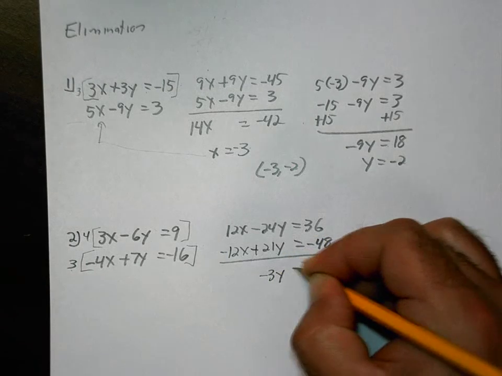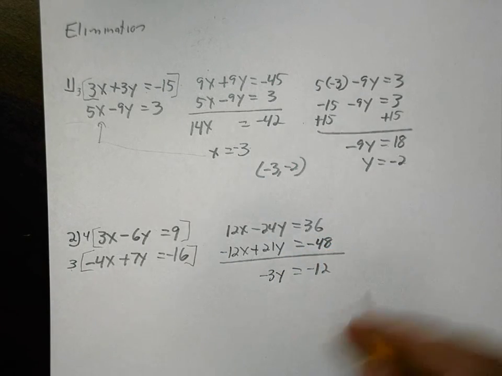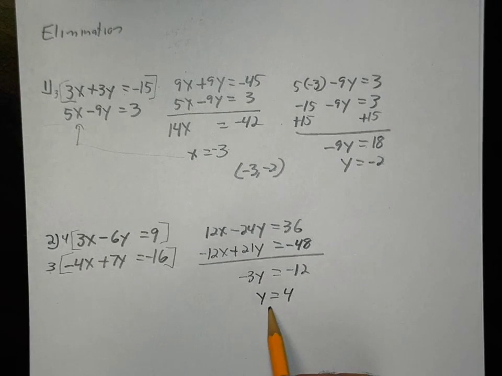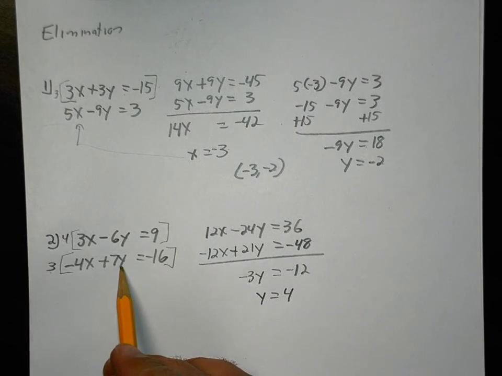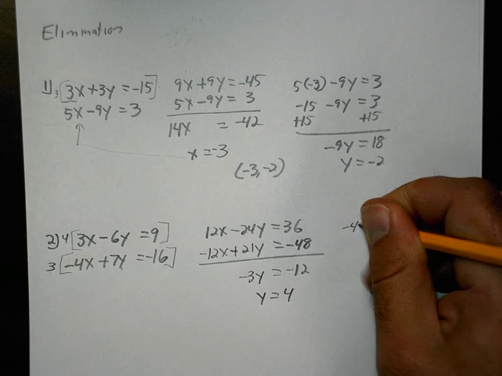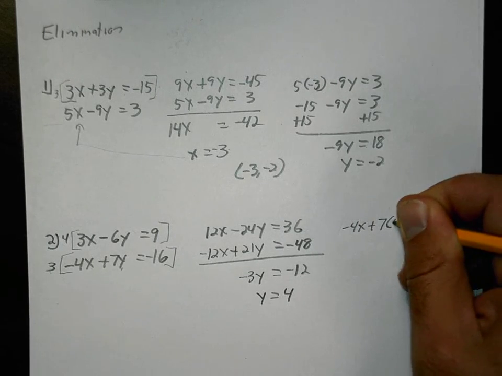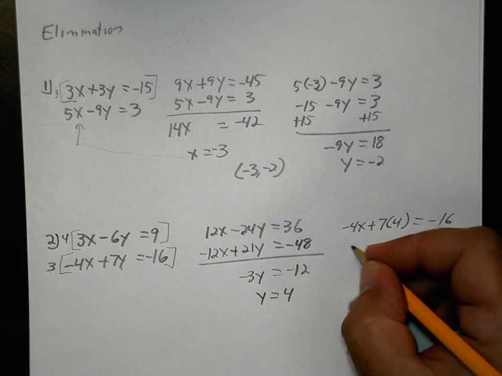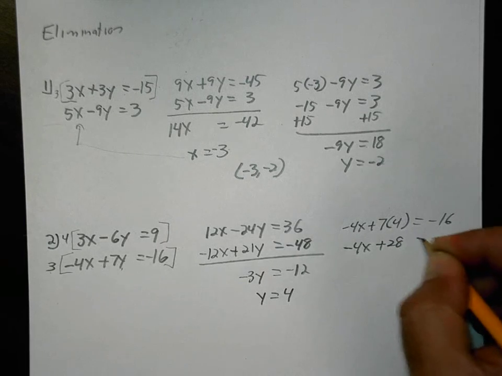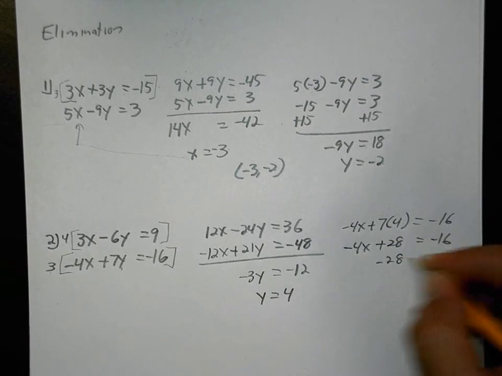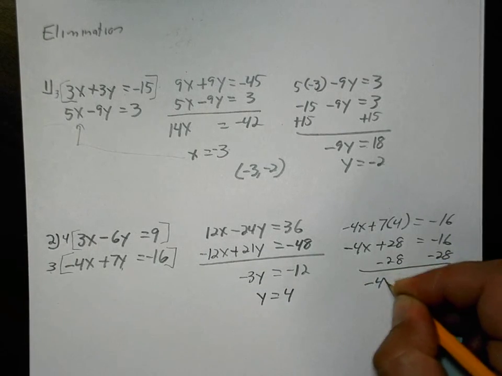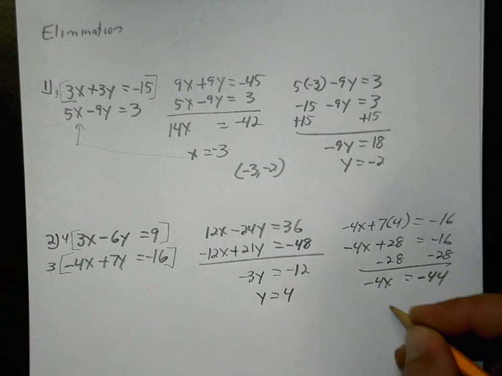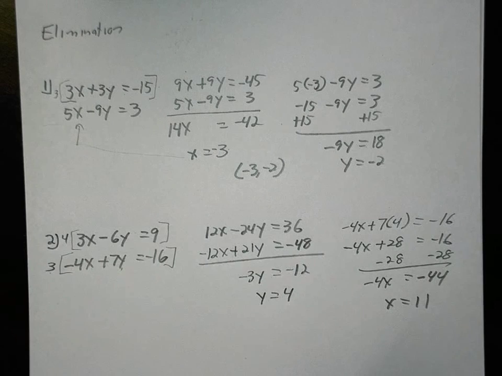So I get negative 3y equals negative 12. Divide both sides by negative 3, I get y equals 4. Substitute back, plug 4 in for the y here. Again, I could substitute it in either equation, I'll get the same answer. Subtract 28. So we get negative 44 there. Divide by negative 4, I get 11.